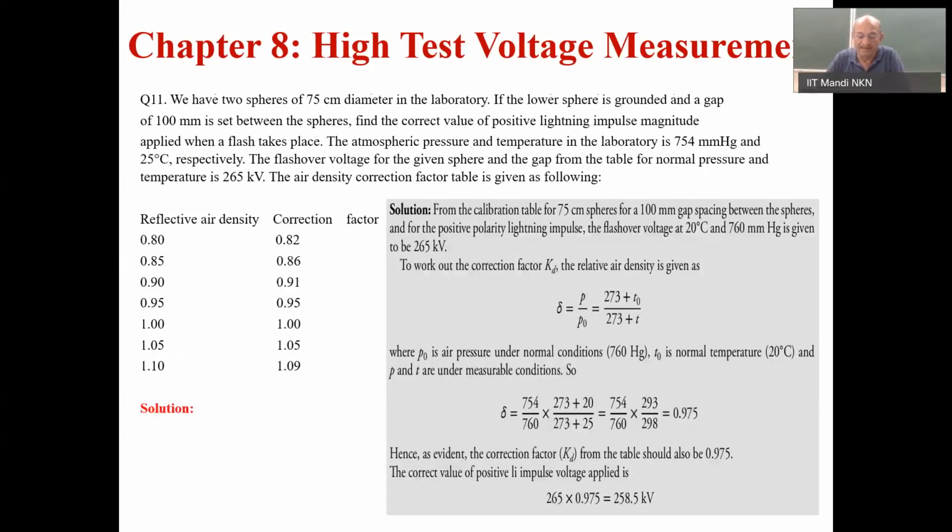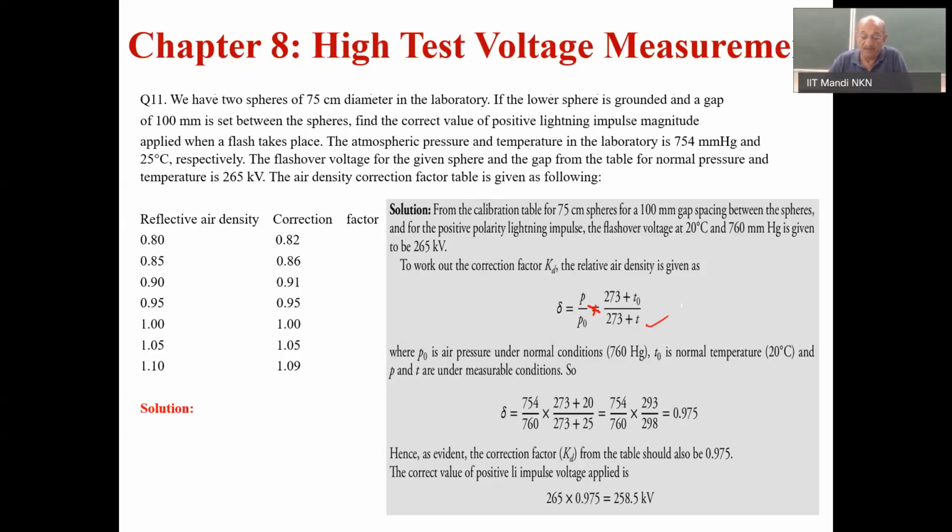So the air density factor, the delta, as I mentioned, is equal to, this is multiplied, P by P naught, where P naught is the standard value of pressure at which the tables are formed, into 273 plus T naught, that is the standard value, 20 degree centigrade, upon 273 plus T, the temperature at which the actual measurements have been done.